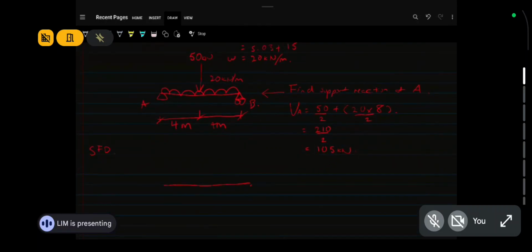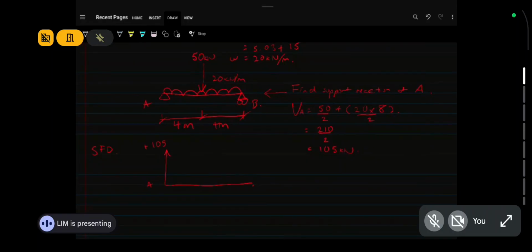So you go back to the shear force diagram. You draw your 105 at A. That 105 is positive, so you draw your positive 105 at A. You always start drawing from the left hand side. So A is positive 105.